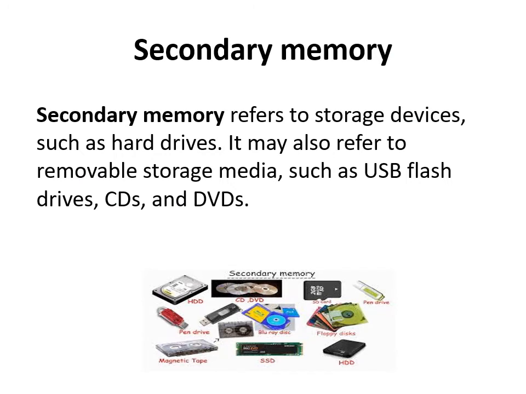Secondary memory. Secondary memory is used to store the data for a long time. It operates at a slower rate than primary memory. It is permanent in nature and it is also known as backup memory. The main example of secondary memory is hard disk.